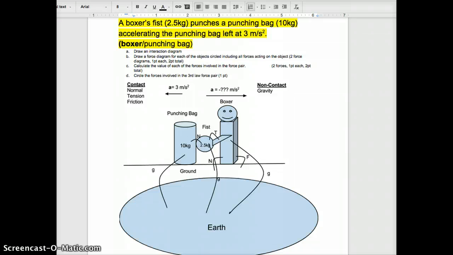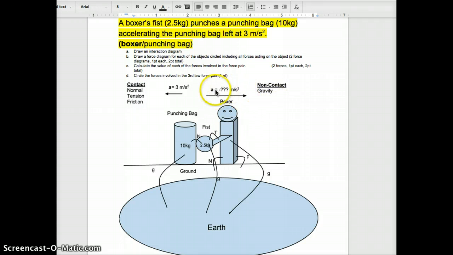Because for every force applied to one object, that means that object is then applying the same amount of force in magnitude or amount, but in the opposite direction to the other object. So here we have normal force, tension force, friction, and gravity being our only non-contact force.